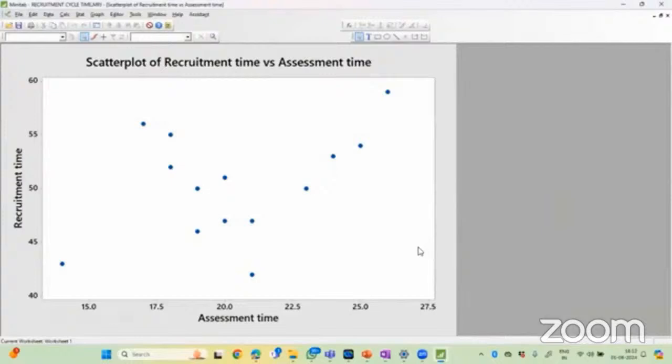Well, there is no relation, all scattered here and there. So if I work on assessment time, it is not going to really impact my recruitment time, because even if my assessment time is less, around 17 days, still my recruitment time is high. Even if it's 25 days, still it is high. Even if it's 20 days, still sometimes low, sometimes high. There's no relation. So assessment time is not the root cause.